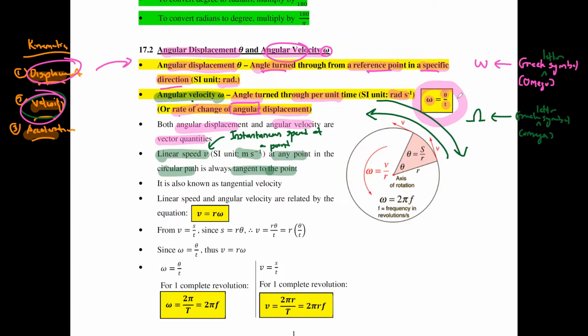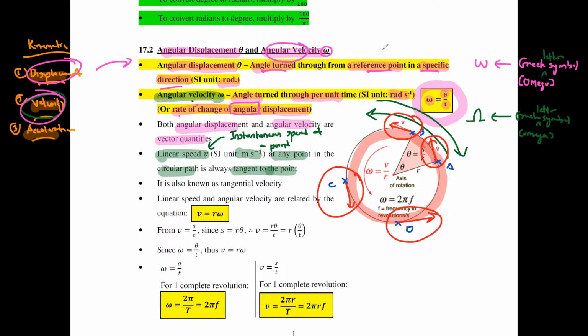It just means that if you have something that moves in a circle like this, and I'm considering certain points along its path, maybe say point A, point B, point C, or point D, the instantaneous speed, or rather the linear speed, at any of these points will always be tangent to that point itself. So for A, it was this. For B, it was this. For C, it will be this. For D, it will be this. Okay, the speed will always be tangent to the point that you're considering. So because of this, you can also say that linear speed is tangential velocity.